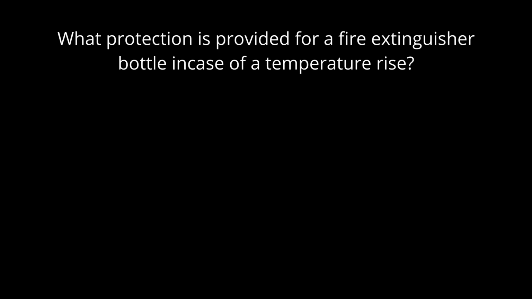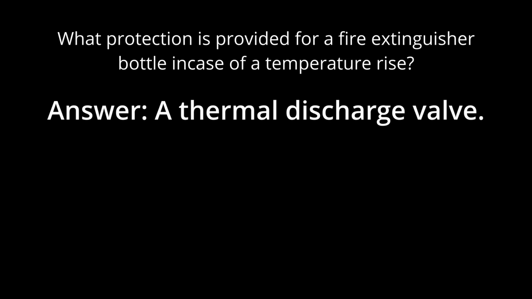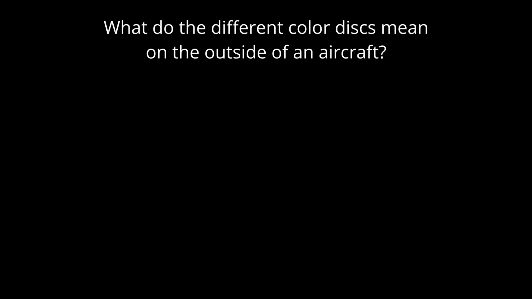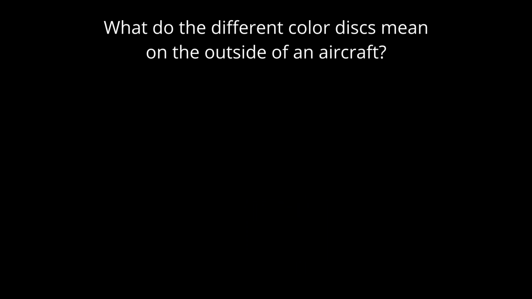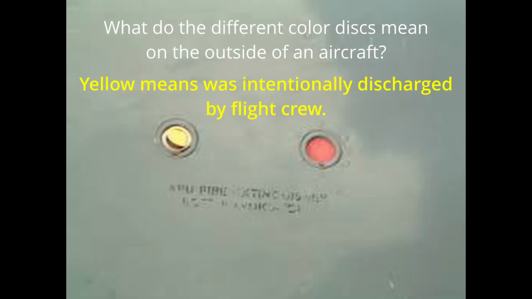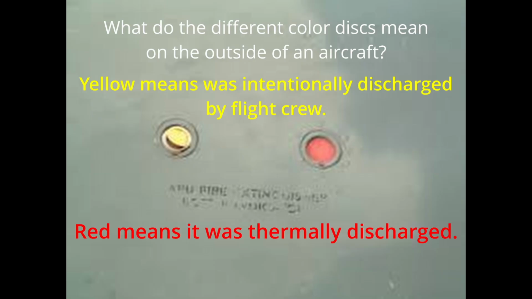What protection is provided for the fire extinguisher bottle in case of a temperature rise? Thermal relief valve. It's a type of relief valve, but it's actually called a thermal discharge valve. And y'all have to tell me this, there's 2 different colors of disc on the side of an aircraft that tells you whether or not it's been discharged accidentally or if it was discharged due to a fire. Yellow meaning discharge part. What was the other color for when it was discharged because of a fire? The red.